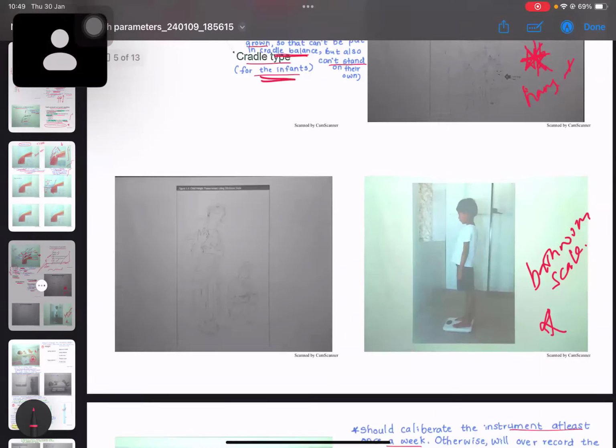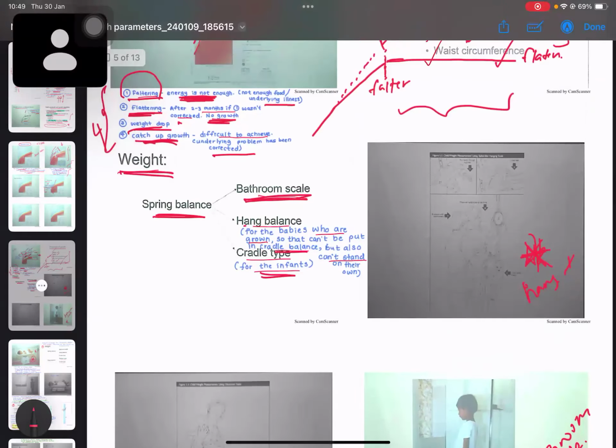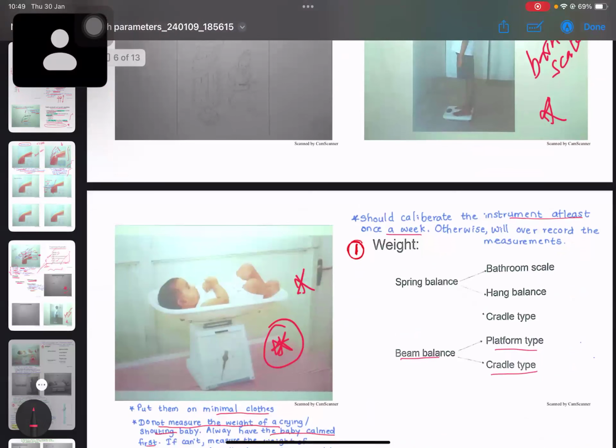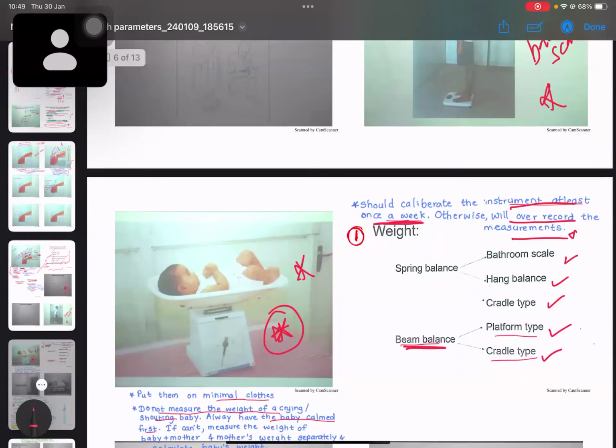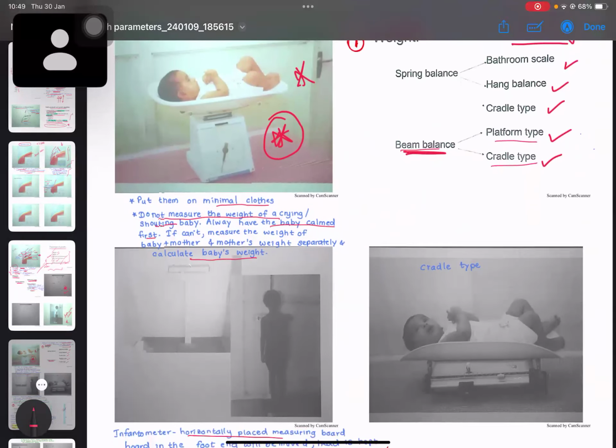Okay. And we should calibrate the instruments first. Before measuring, we should calibrate the instrument at least once a week. In the MOH setup, they should calibrate the instruments at least once a week. Otherwise, they will over-record the measurements. The spring balance, the bathroom scale, hanging scale, cradle type. For beam balance, they are platform type and cradle type. They won't ask about beam balance. They will ask about spring balance.